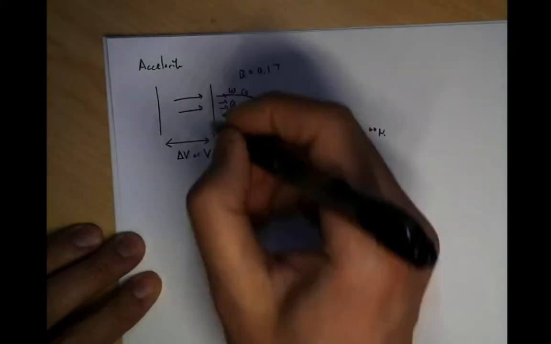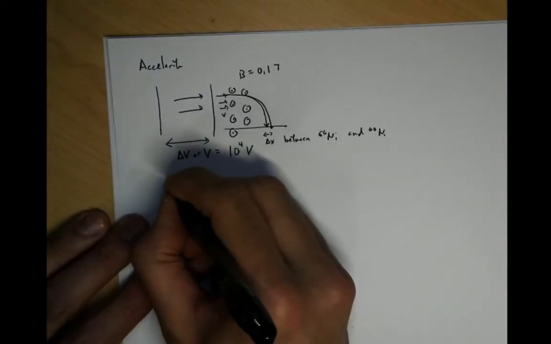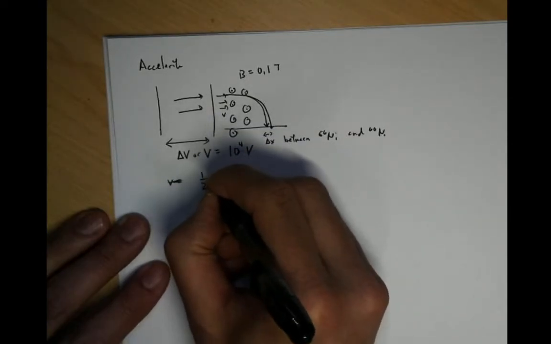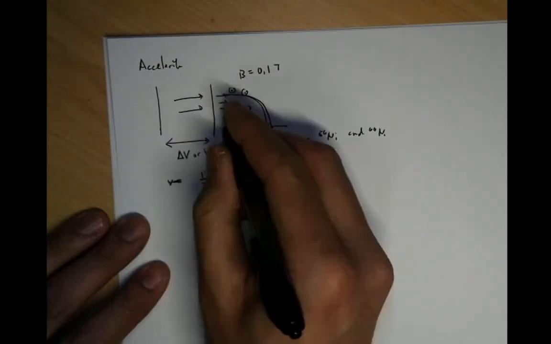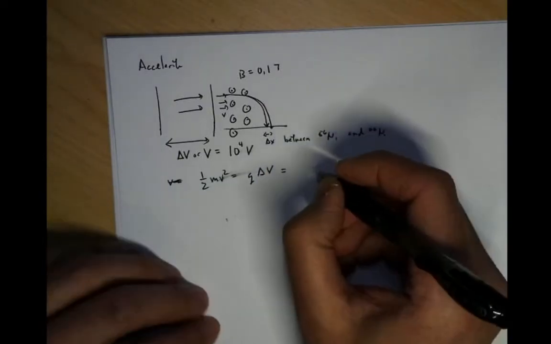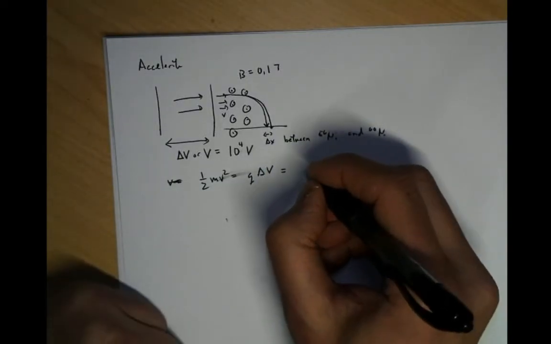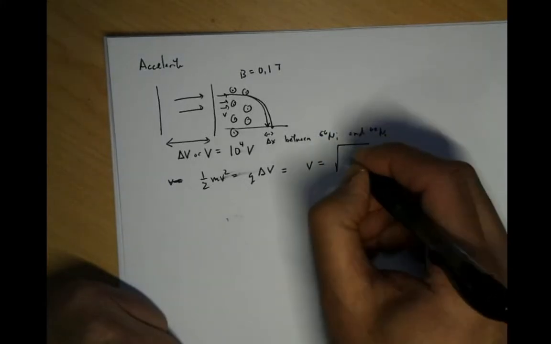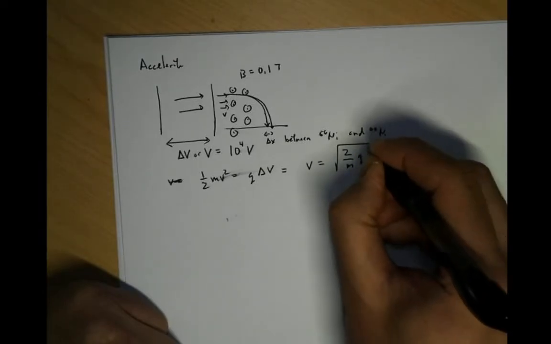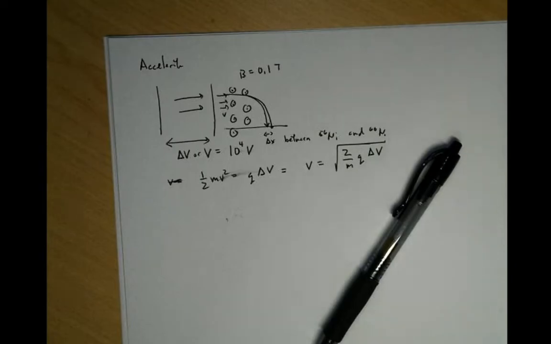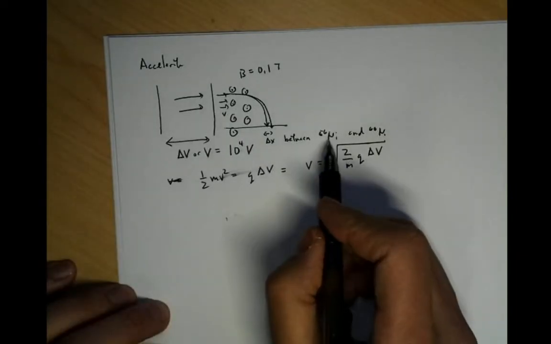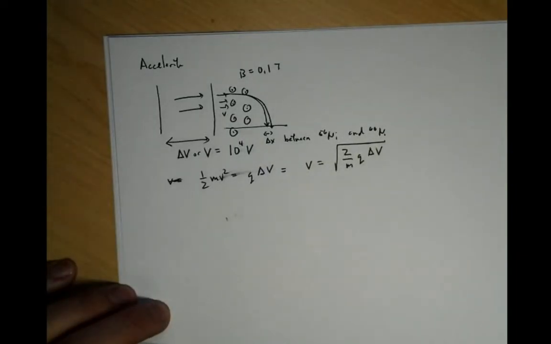First thing, let's get the velocity for each one. How do we get that? I'm going to set 1/2 mv squared, that's kinetic energy, equal to the gained potential energy, q delta V. So that means the velocity is equal to the square root of 2 over m times q delta V. First thing you will notice is that the velocity depends on what the charge is, but also depends on the masses. So nickel 56 and nickel 60 will have slightly different velocities with respect to each other.